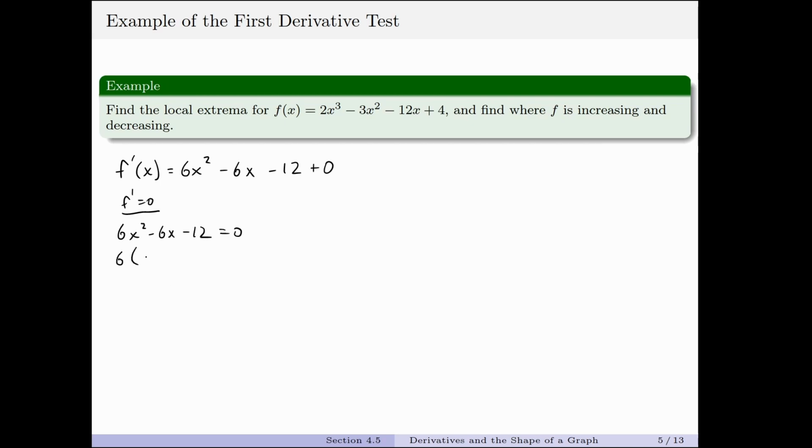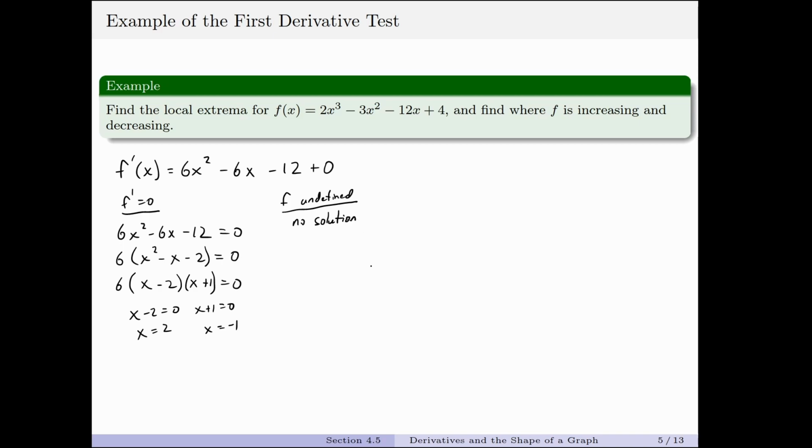I'm going to factor out a 6. Continue to factor. So when x minus 2 is equal to 0, x is 2. When x plus 1 is equal to 0, x is negative 1. So those are 2 critical points. I now check for where f is undefined. It's a polynomial, so that's never going to happen. So I have these 2 critical points, x equals negative 1 and x equals 2.